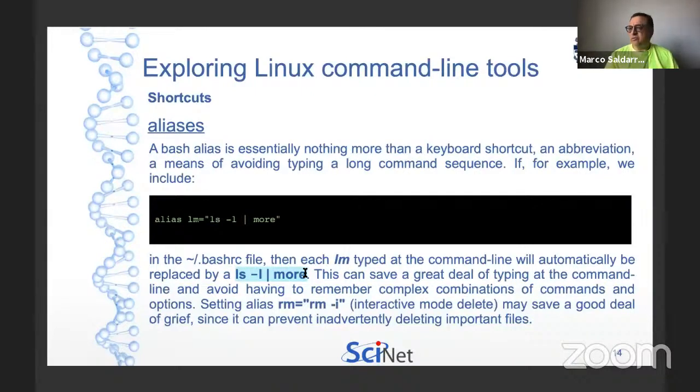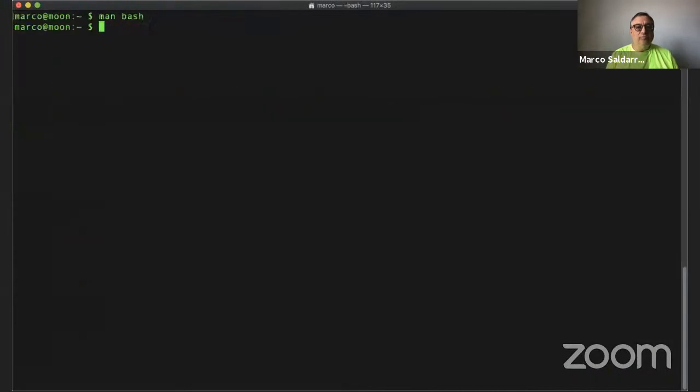I have aliases, for example, in my configuration, like I press n, enter, and it's all the commands to get into Niagara. Let me show you. For example, I created that command, alias. I can see an alias.